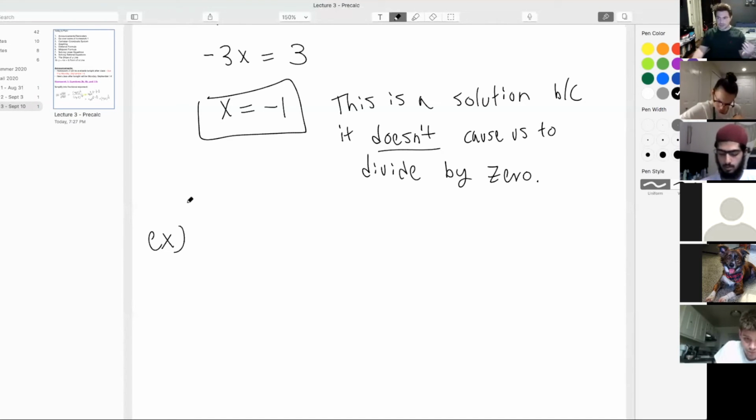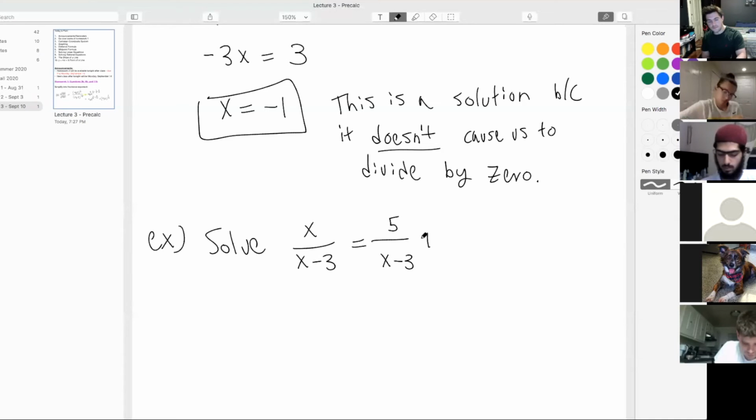Okay, so how about this? Let's solve x over x minus 3 is equal to 5 over x minus 3 minus a half. Okay, so I just want to make sure my notes are in order here. Just give me a second.